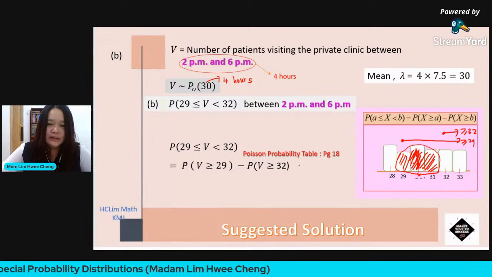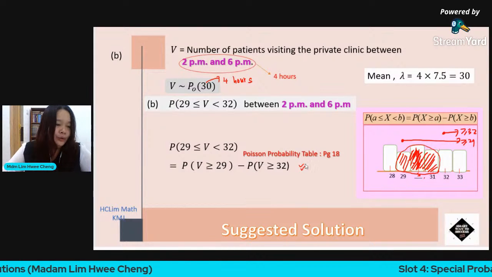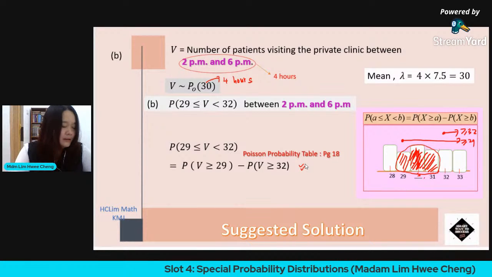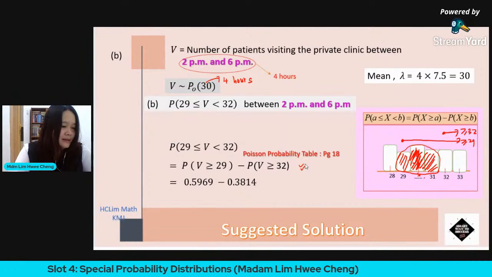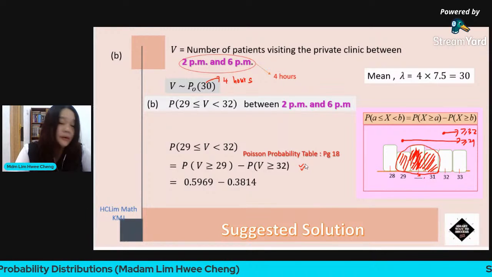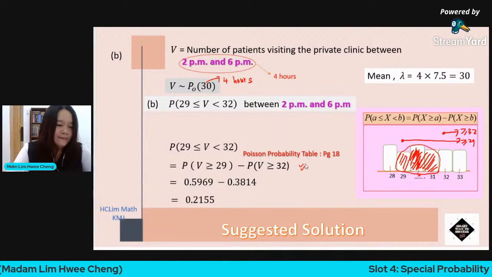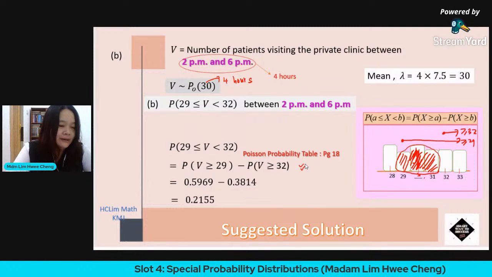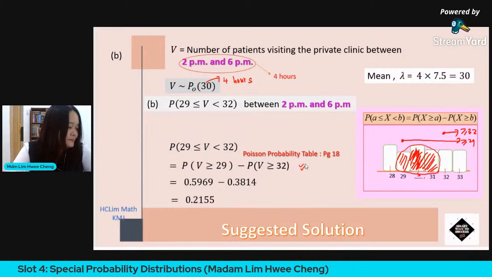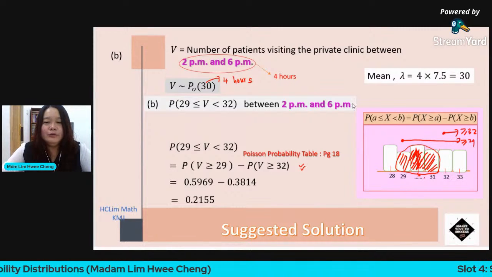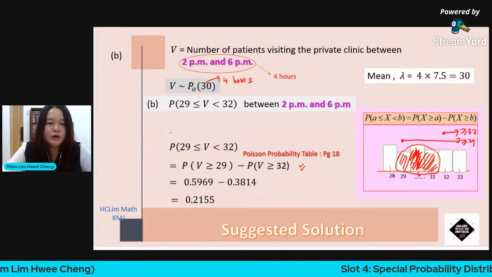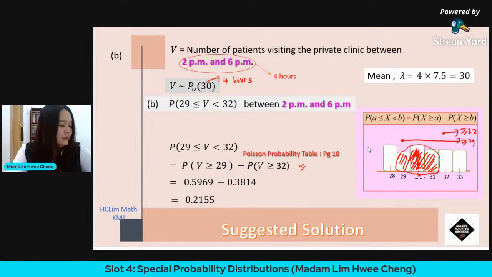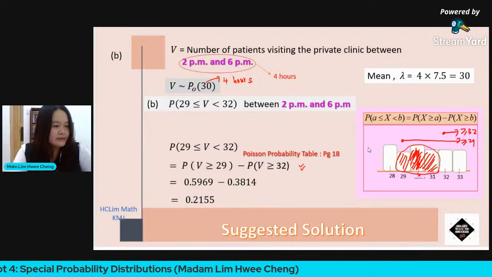You make sure that this one is correct first. Only then you read. So you will have 0.5969 subtract 0.3814. So we have 0.2155. Ridwan Shah dah dapat. Very good. Thank you. Okay, so we have tried this. Nampak ke? Clear? You may use this method to help you form this formula, for discrete only. So we go to the second question now.